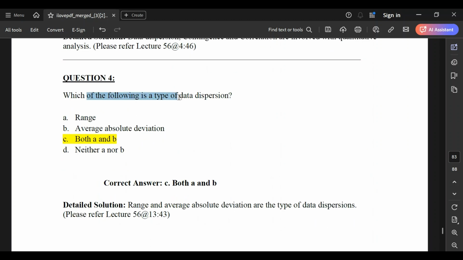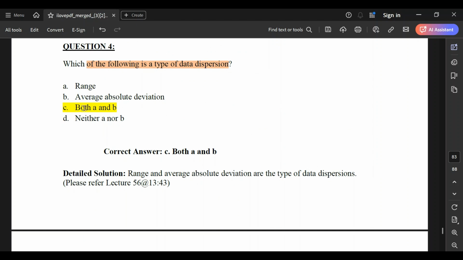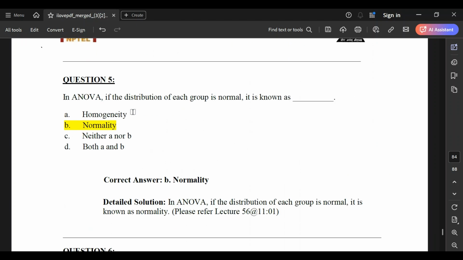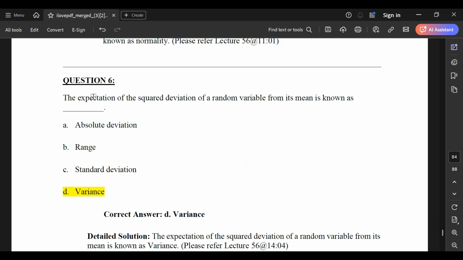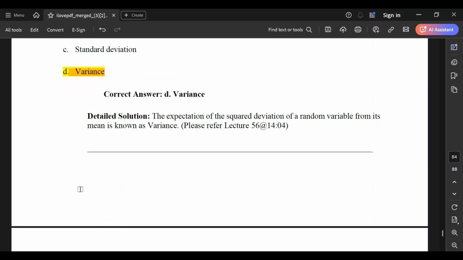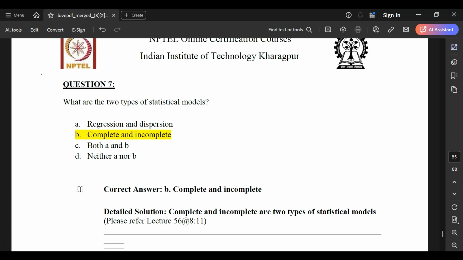Which of the following is a type of data dispersion? This is both A and B, means range is there, average absolute deviation is there. So both are correct. In ANOVA, if the distribution of each group is normal, it is known as normality. Normality is there. The expectation of the squared deviation of a random variable from its mean is known as variance. So you should know, you have read in 12th also variance, covariance, and standard deviations.